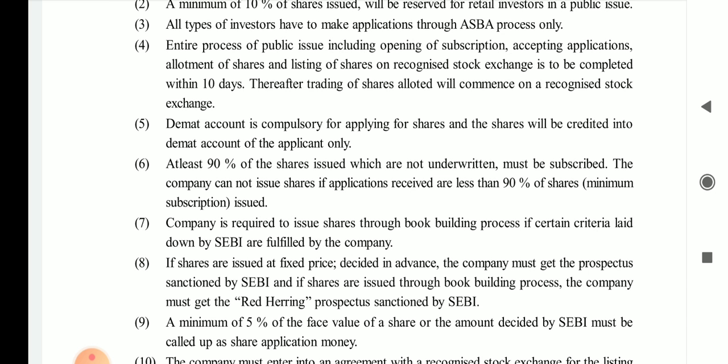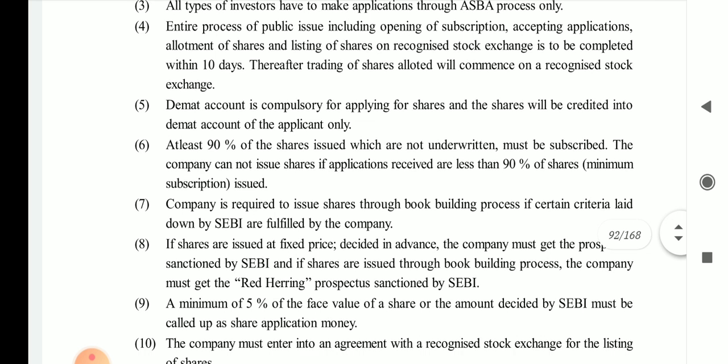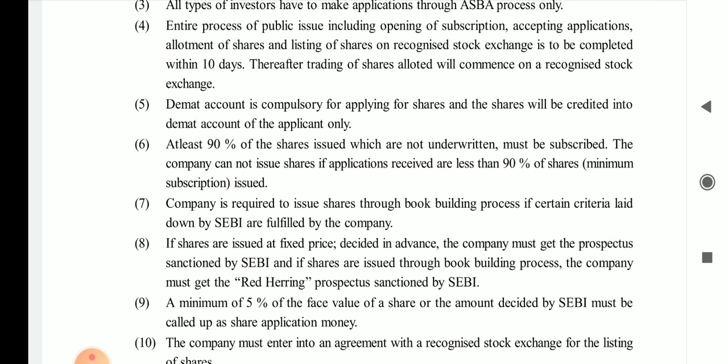The entire process of the public issue, including the opening of the subscription, accepting applications, allotment of the shares, and listing of shares on a recognized stock exchange, is to be completed within 10 days. See, the whole procedure for the subscription, accepting applications, allotment, and listing on the stock exchange should be completed within 10 days. After 10 days, it will not be acceptable.